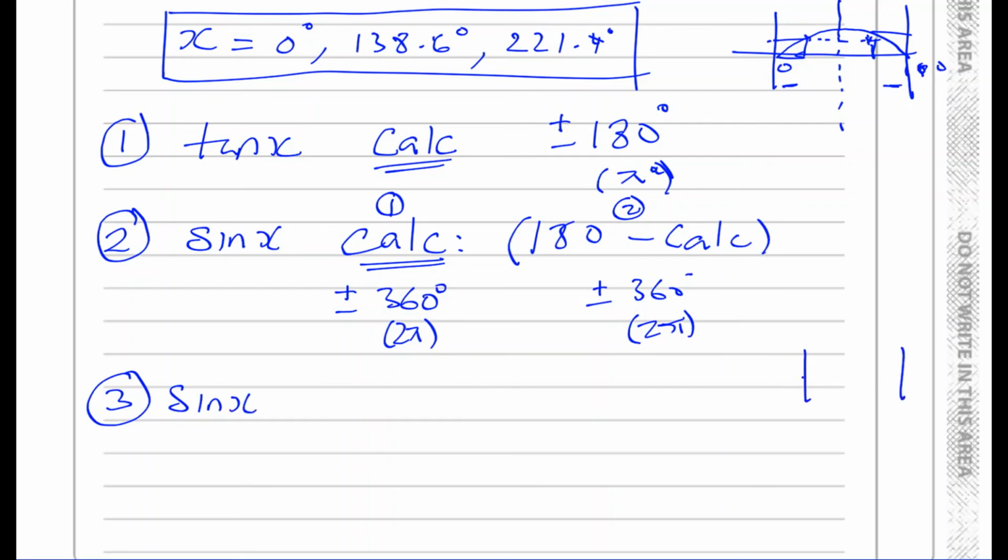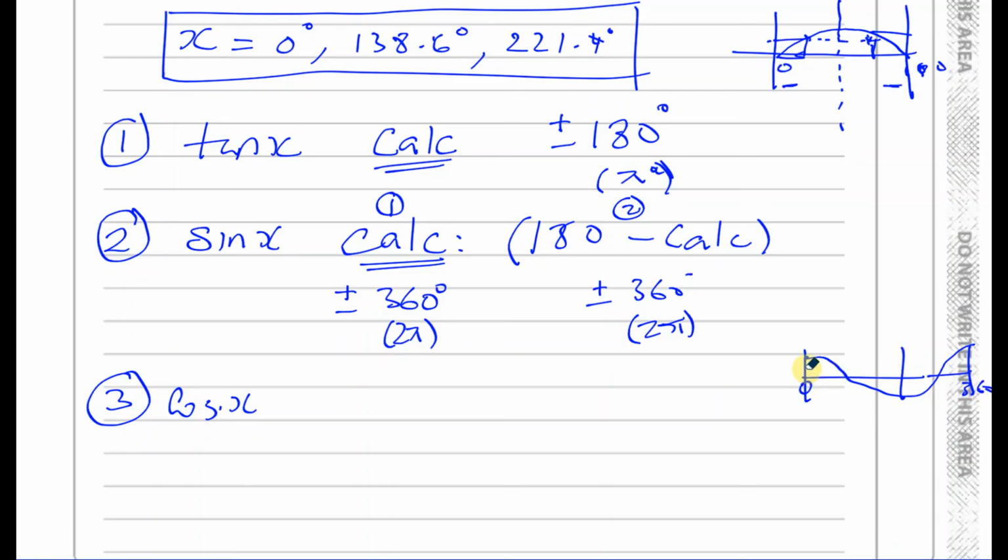Now for cosine x, it has this type of shape. It starts from here, from 0, it goes down, 90, minus 1, 180, 270, 0. You can see it's symmetrical between 0 and 360. Halfway between them is where the line of symmetry is.